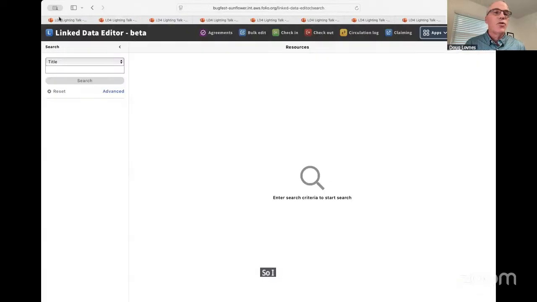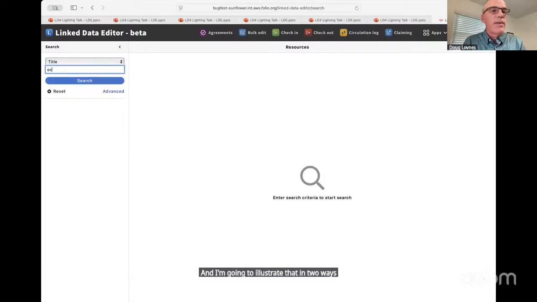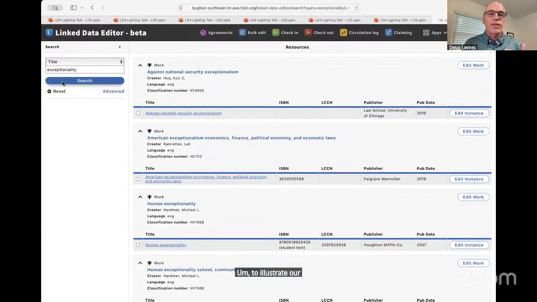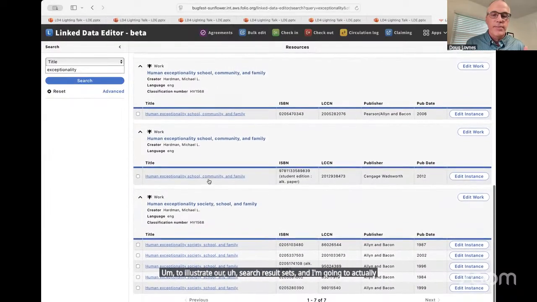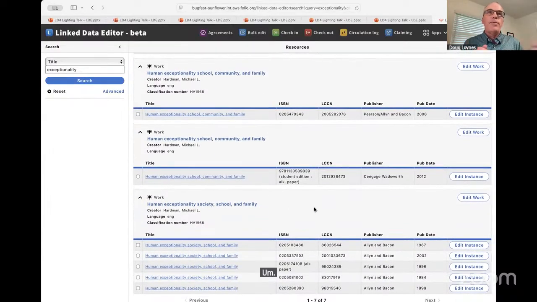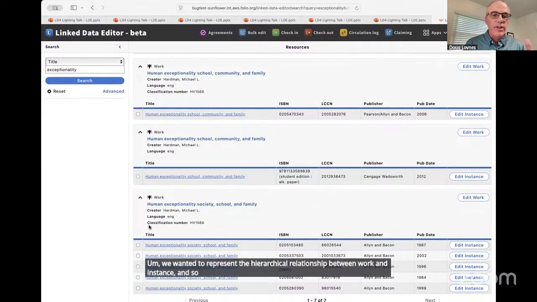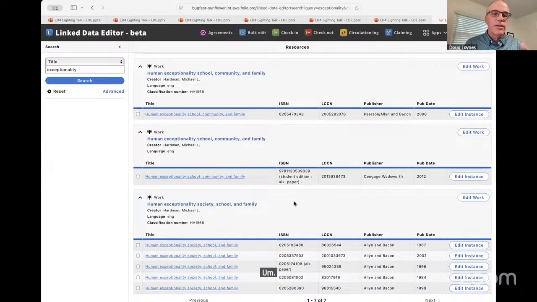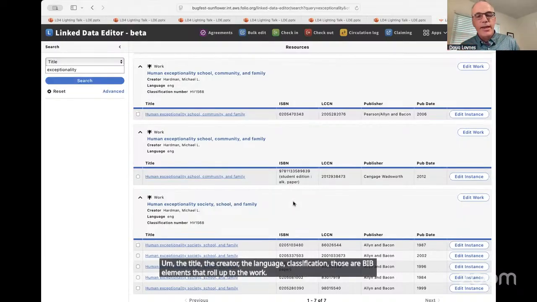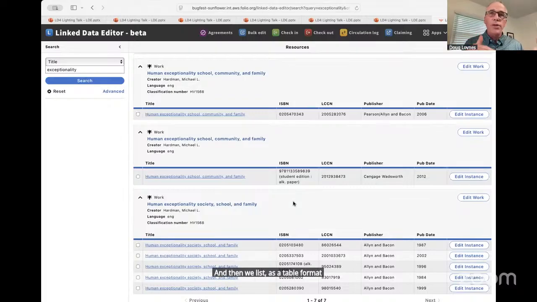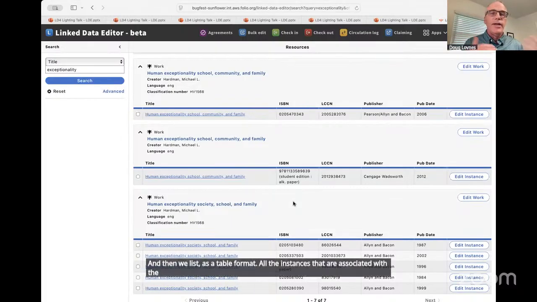So I'm going to go back to the linked data environment, and I'm going to illustrate that in two ways. First, I'm going to do a title keyword search to illustrate our search result sets. And I'm going to actually scroll down here to make a point. We wanted to represent the hierarchical relationship between work and instance. And so the work is featured up front. The title, the creator, language, classification, those are bib elements that roll up to the work. And then we list as a table format all the instances that are associated with the work. In this case, these are different editions of the same work.